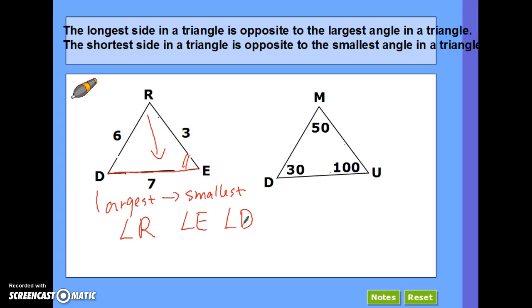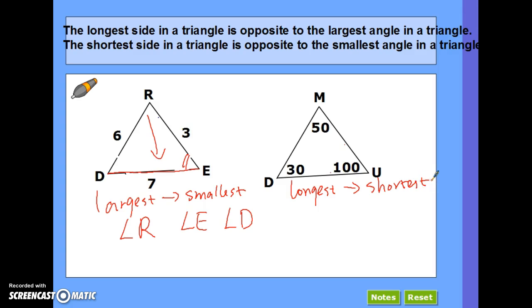And also, if we know the measure of angles, we can know which side is the longest. So in the second example, there's triangle DMU. And then we know the three interior angle measures. The angle U is 100 degrees, angle M is 50 degrees, angle D is 30 degrees. So if we know the three angle measures, we can arrange the sides from the longest side to the shortest side.